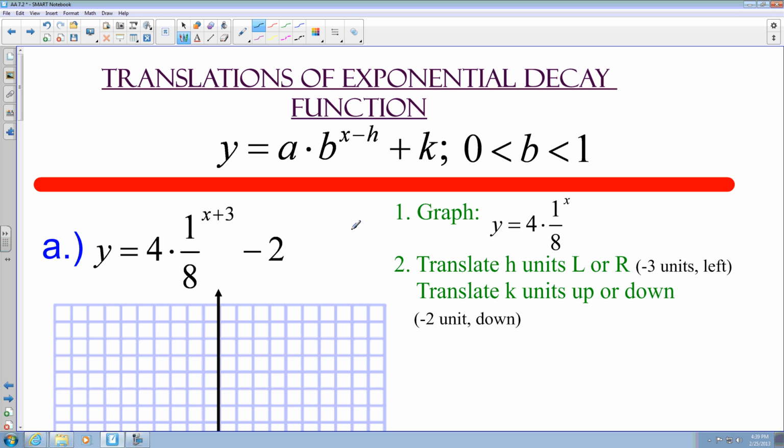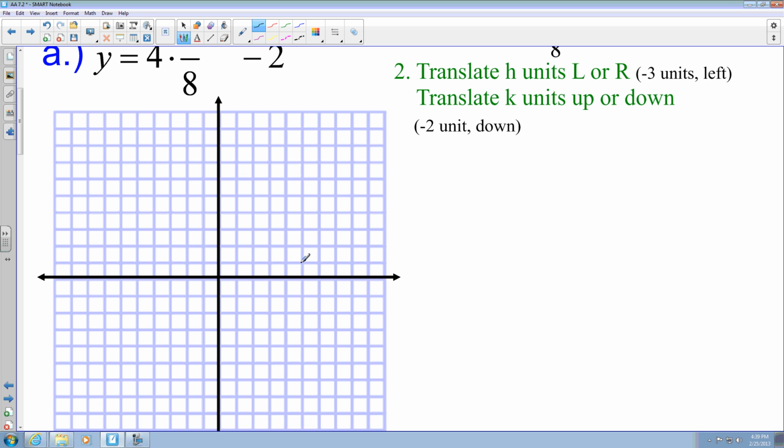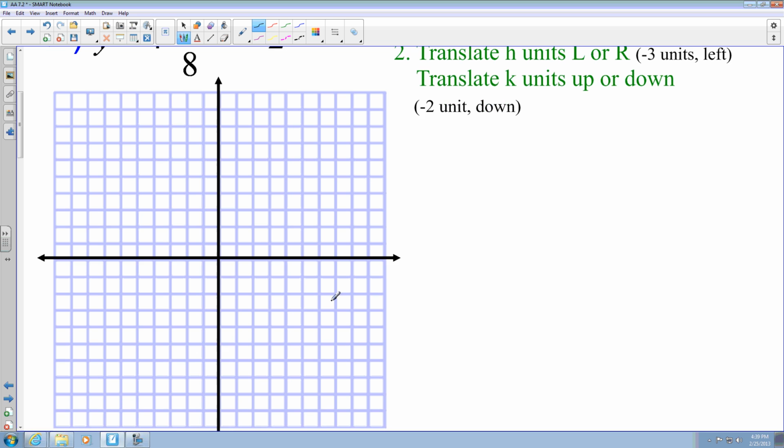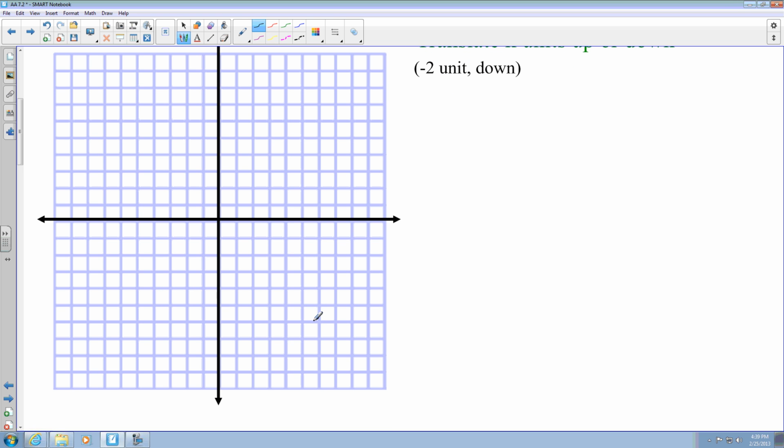Just like in section 1, we have exponential decay functions with transitions. The transition motion does not change. We're still going to do the same format: first we're going to plot the points as if there were no horizontal or vertical translations, and then we will shift our graph to the appropriate x and y coordinates.